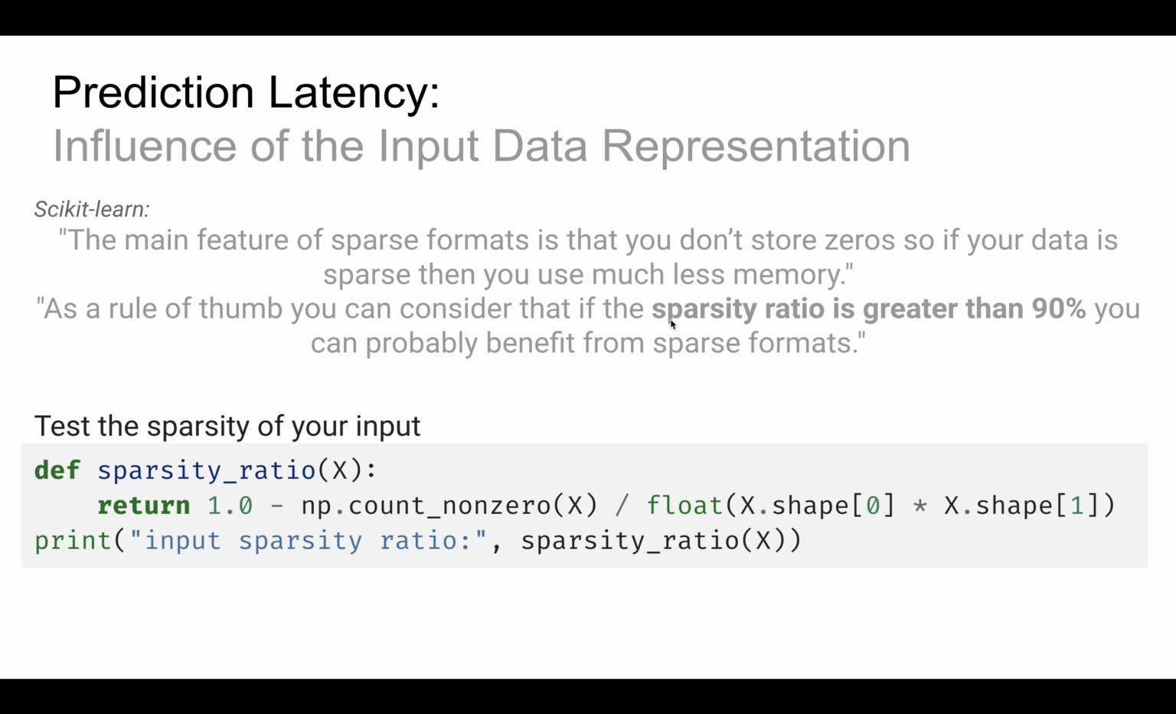And as a rule of thumb, according to the docs, if the sparsity ratio is greater than 90%, then you could use these sparse formats for converting the data to feed to the model. And below is a function from the docs that shows how to get the sparsity.